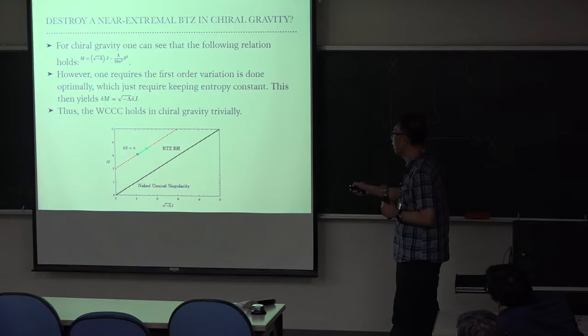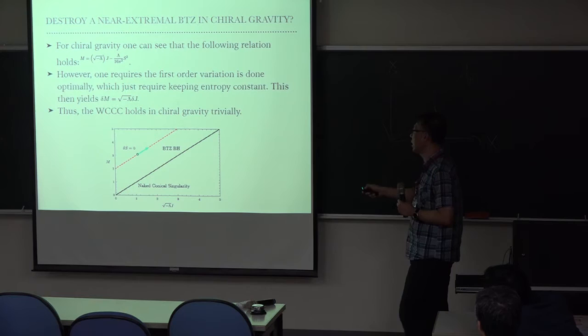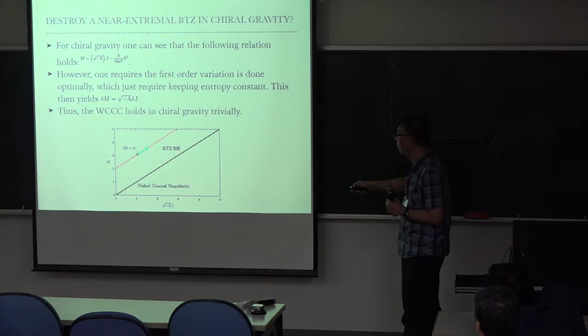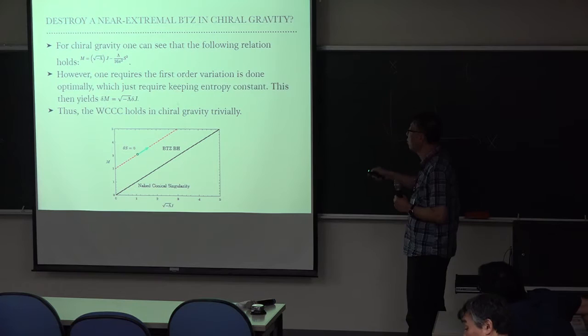So if we keep the entropy constant and then vary, we find that we obey this relation. The delta M delta lambda is proportional to this constant, so in some sense this has a constant slope. So in some sense, the solution is always moving along this. You will not move along this way. So you have the extremal black hole over here, and they never move along this way. So in the chiral gravity case, everything is trivial.